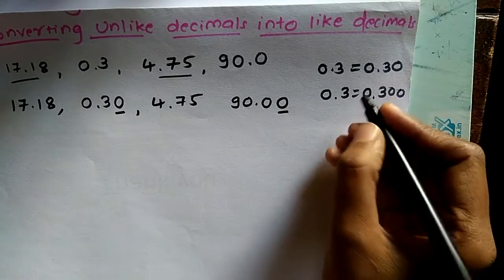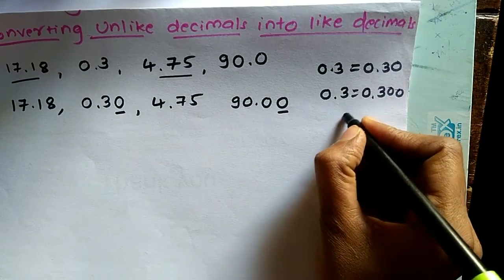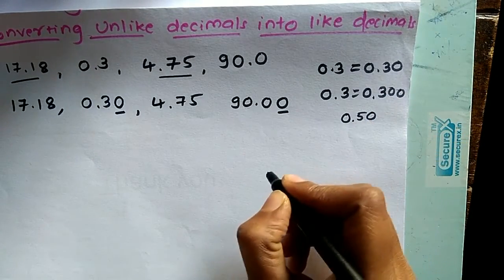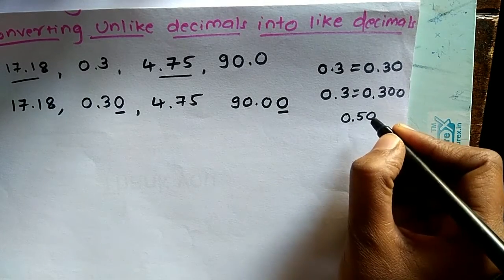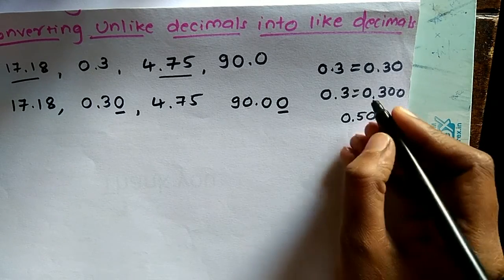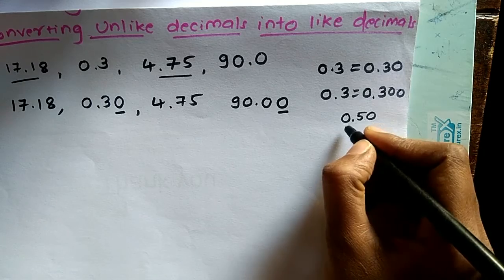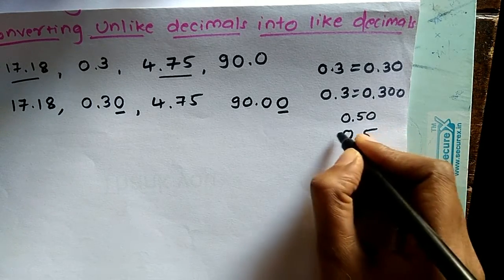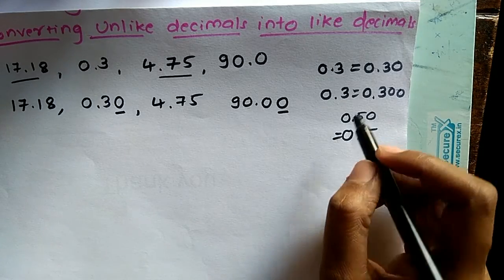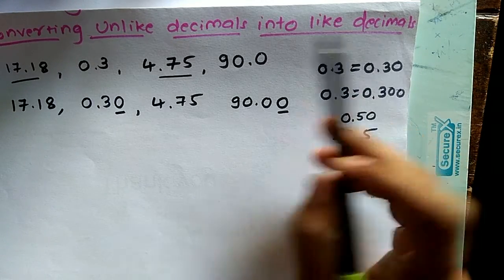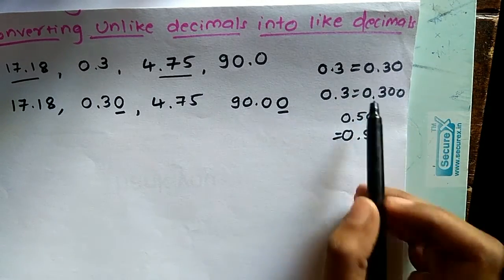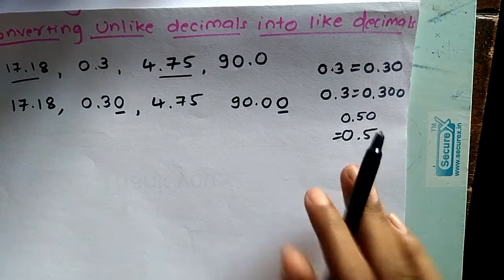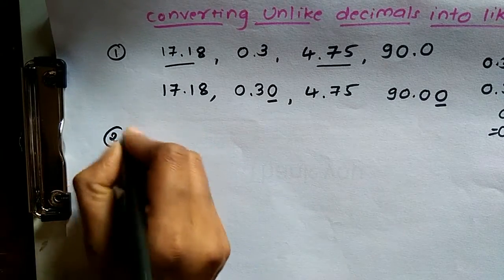So as we know, we can write 0.50. Suppose you want to write 50 paise, 50%, then you can write 0.50. Otherwise, if you write 0.5, the meaning is same. Both are same. When you convert the unlike decimals into the like decimals, the value will be same here. So let me take another example.